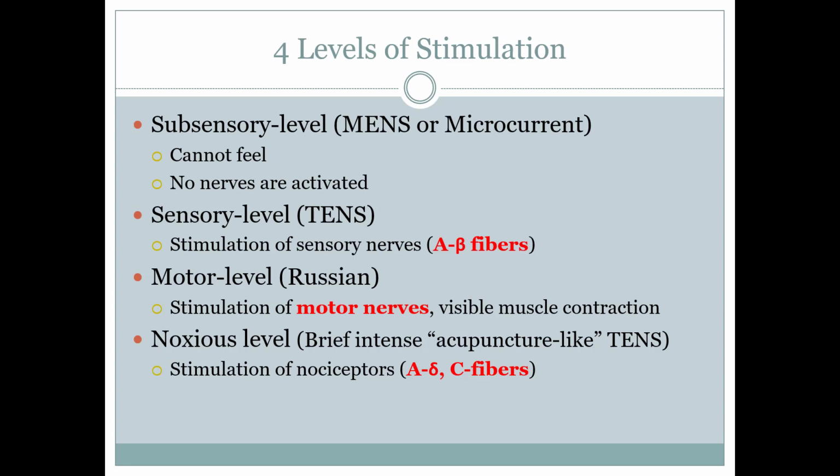Treatment can also occur at a sensory level, with examples such as TENS, or transcutaneous electrical nerve stimulation. Sensory level stimulation occurs as a result of stimulation of sensory nerves, either alpha or beta fibers. Treatment may also occur at a motor level, with an example of Russian current. Motor level stimulation occurs with the activation of motor nerves and will result in a visible muscle contraction.